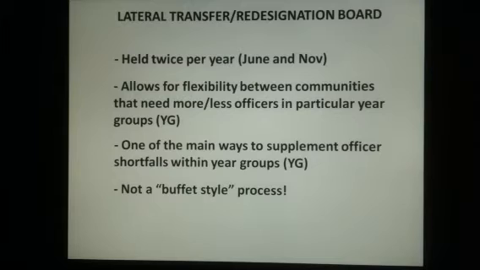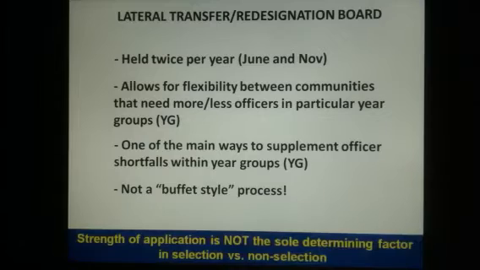It's important to note that the Lateral Transfer Board is not a buffet-style process. That is to say, the board members don't simply lay the applications out on a table and pick the ones that they like the best. There's some math and process involved, and so I'll try to discuss some of the nuance here. The key takeaway from this slide is that the strength of an officer's application is not necessarily the sole determining factor in their selection or non-selection for lateral transfer. So we'll step through some questions here.